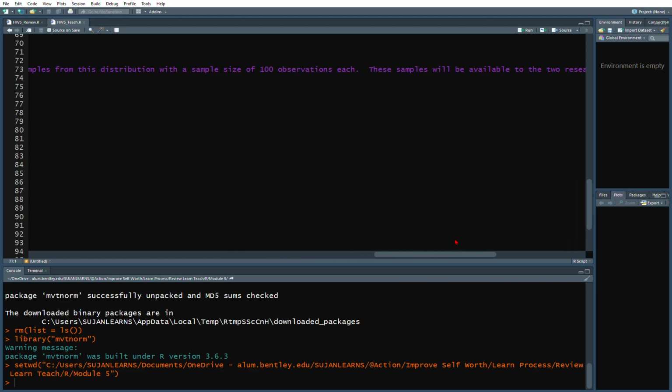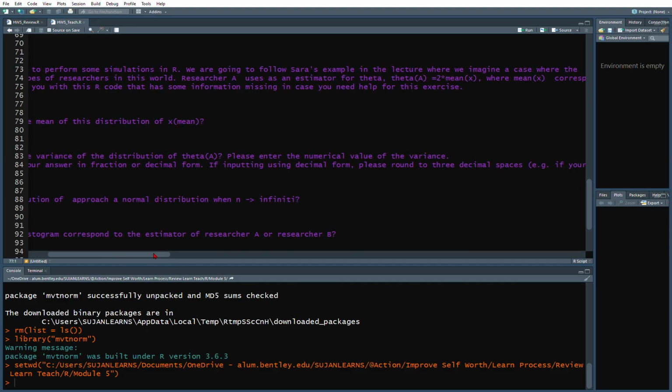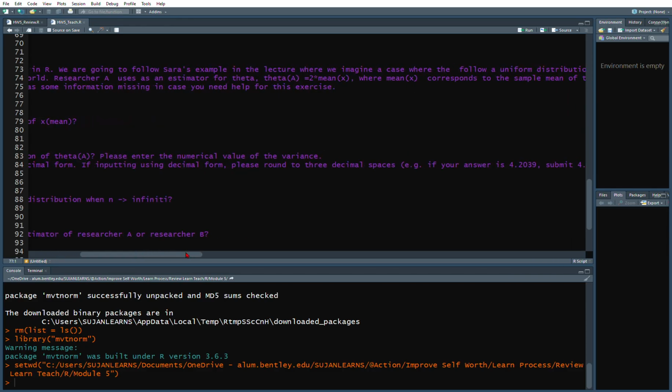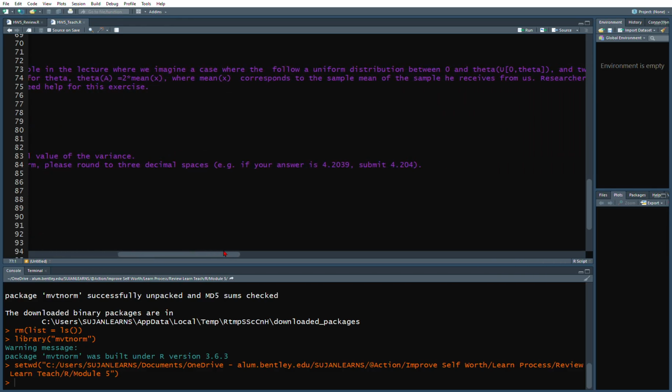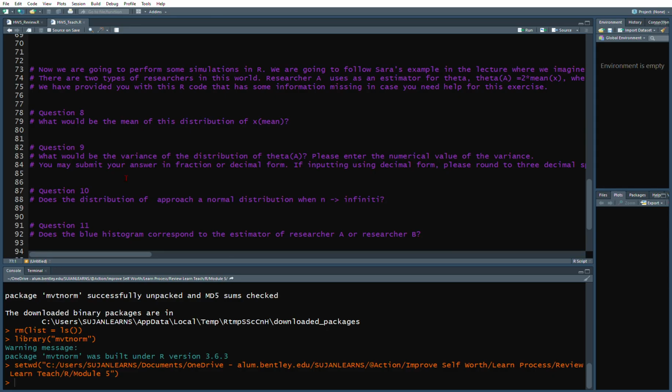This sample will be available to two researchers, and we are going to plot how theta is distributed for different estimators. There are two types of researchers in this world. Researcher A uses the estimator for theta as 2 times mean, where mean corresponds to the sample mean of the sample he receives from us. Researcher B uses the estimated theta as equal to 2 times median, where median corresponds to the median of the sample he receives from us. We have provided you with this code that has some information missing in case you need help with this exercise.